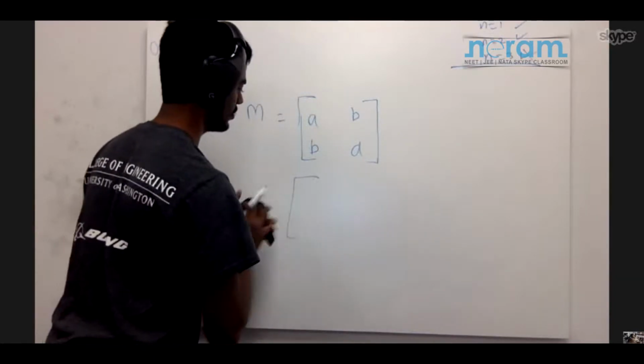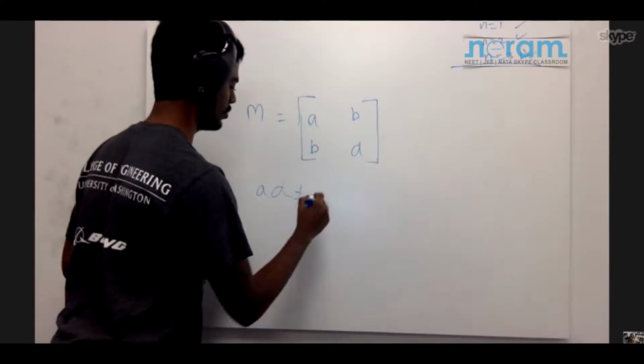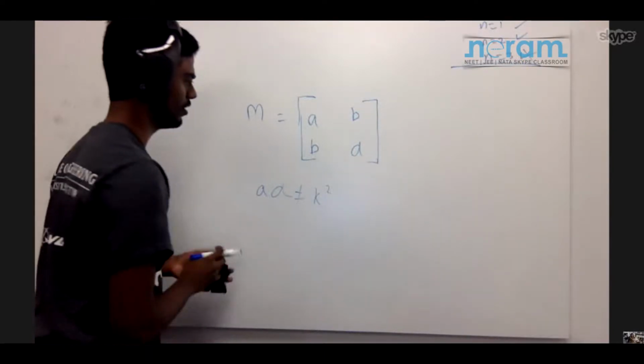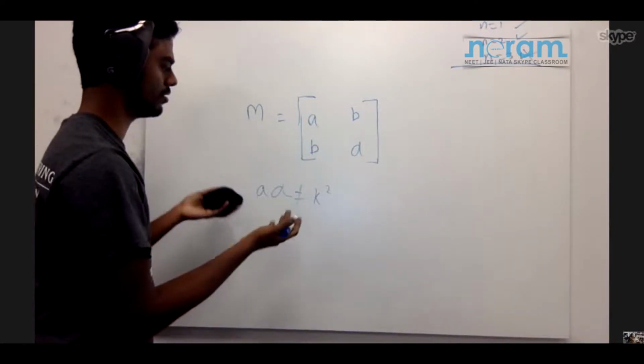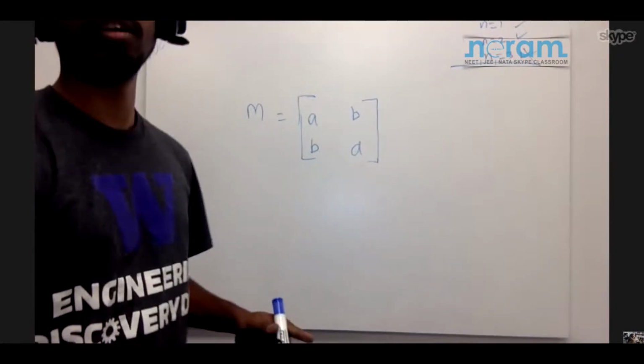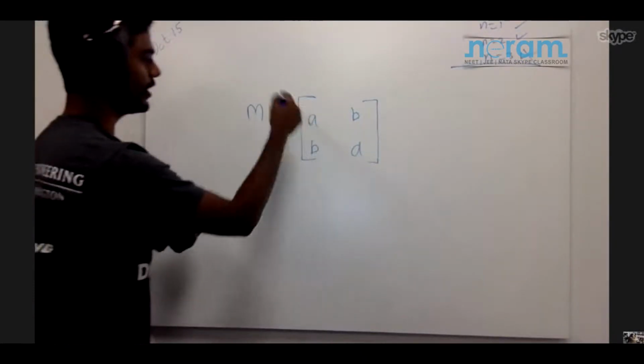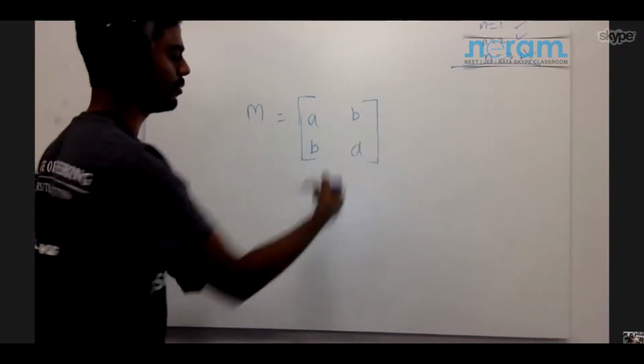D ல வந்து AD is not equal to k square for any integer k. I mean, this will work, yeah. So even D is right. So C and D the answer. The symmetric, so I mean, diagonal can be anything. Only the other elements have to be equal.